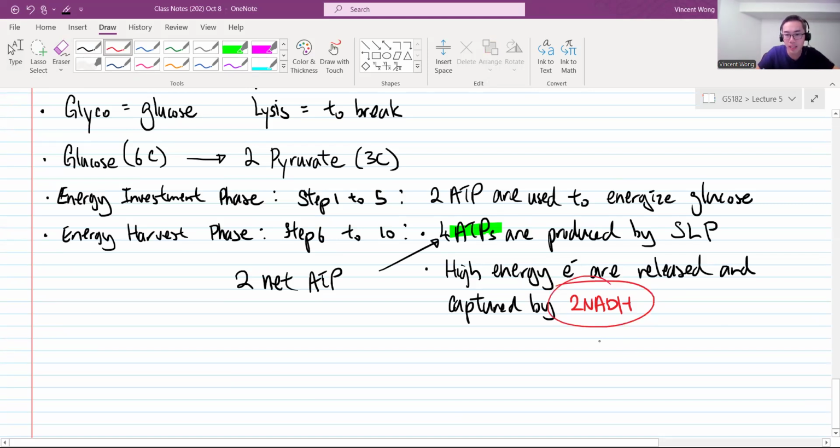Can someone tell me where these things will go? Where will they go? Go to where? Take a look at the notes. I assume you've been copying stuff down. The NADH is like the taxi that lets the electron get on. Where do we take them? Where do we take the electrons?